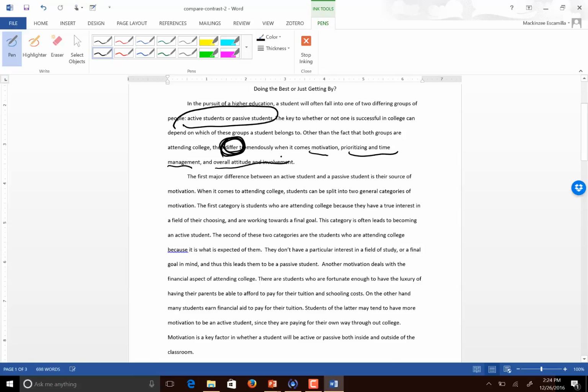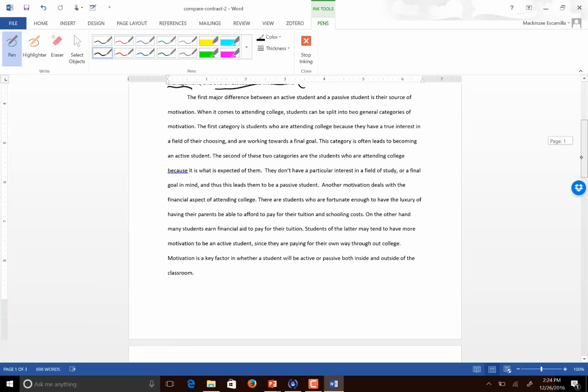This is a great thesis statement because our writer has told us, again, other than the fact that both groups, now she says both groups here, doesn't explicitly name active and passive students, but she's already told us that, so it flows pretty naturally. She's told us what the rhetorical mode is, and she's told us these natural divisions. She's going to talk about motivation, prioritizing and time management, and overall student involvement. So that is a great thesis statement.